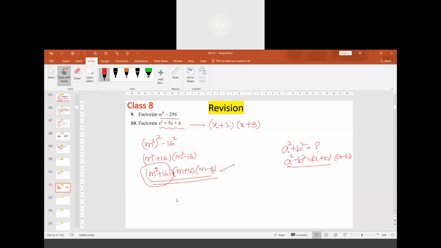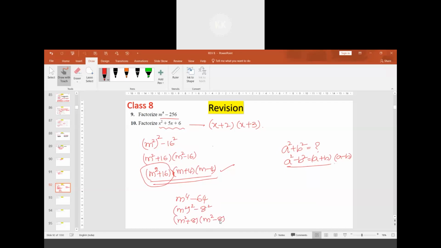If the question is changed to m to the power 4 minus 64, what to do? Sir, (m square) whole square minus 8 square. Then (m square plus 8) into (m square minus 8). Finish, sir.